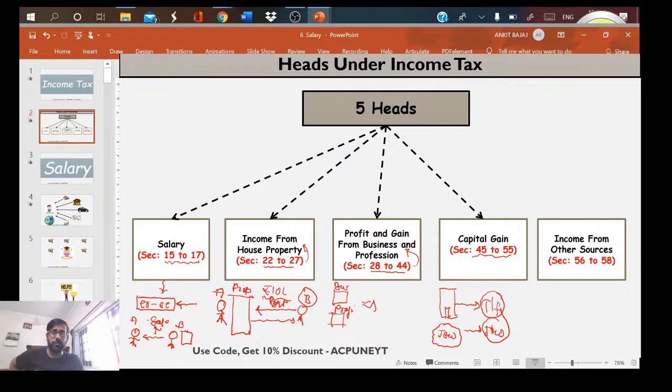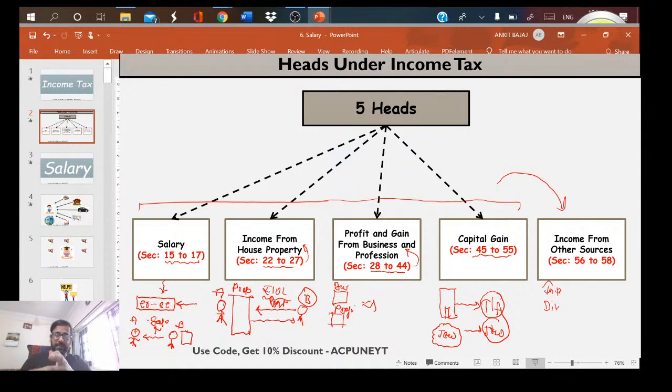Now, sir, what about income from other sources? Under income from other sources, basically interest, dividend, and such kinds of incomes are taxable. So only interest and dividend? No, it's not like that. If there is any income which is not taxable under these four heads, that income is going to be taxable under the head income from other sources. Are you able to understand this point?